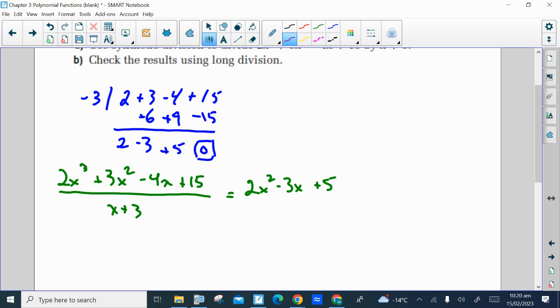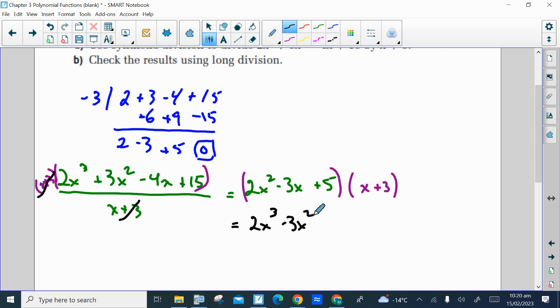So to check this one, we would need to multiply both sides by x plus 3. To get p of x by itself on the left side, they will cancel. And so we should get the same thing on the right side when we multiply this out. So multiply everything in the trinomial first by the x, and then by the 3.